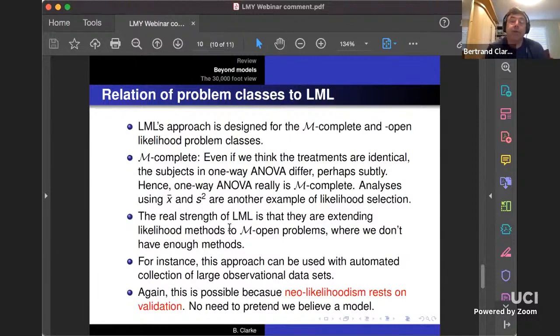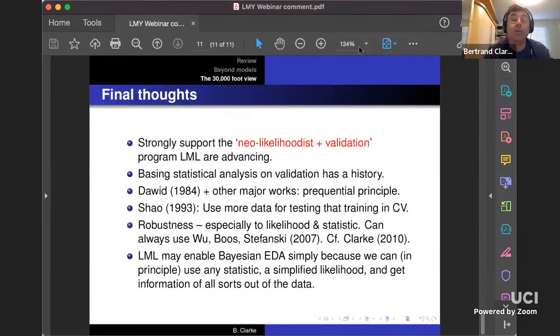Now, the real strength of their methodology, as I see it, is that they're extending likelihood methods to M open problems where we don't have enough methods. And quoting from a discussion Steve and I had quite a while back, their approach looks like it can be extended, or at least used, with automated collection of large observational data sets. And I don't know if the insurance company data set they used falls into that class, but quite possibly it does. And again, this is possible because their neo-likelihoodist view rests on validation. We're not actually thinking that we believe in a model.